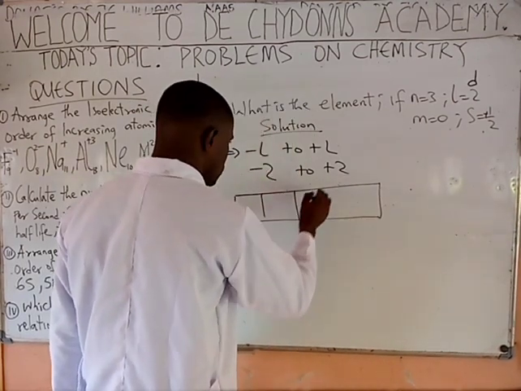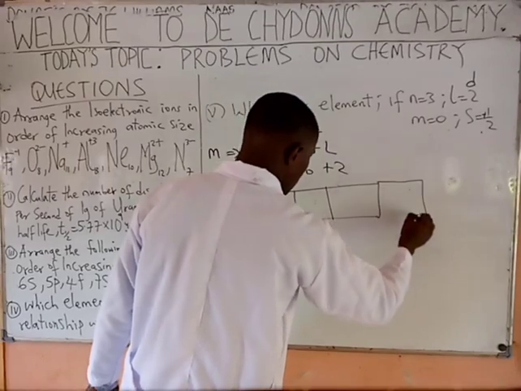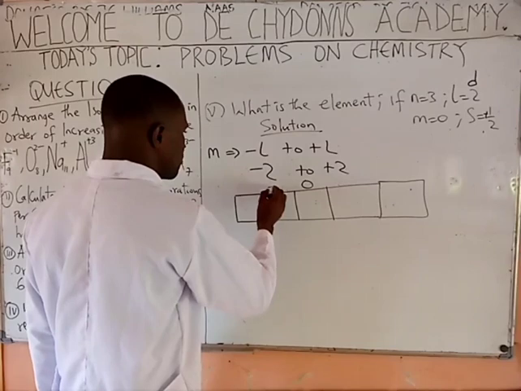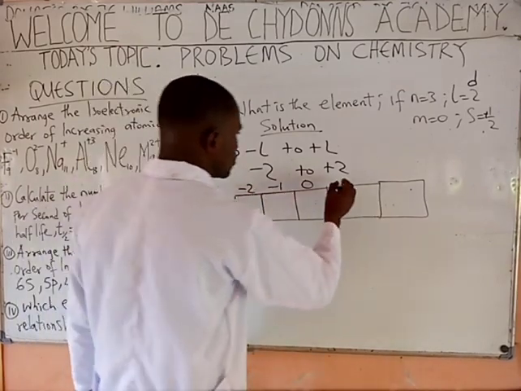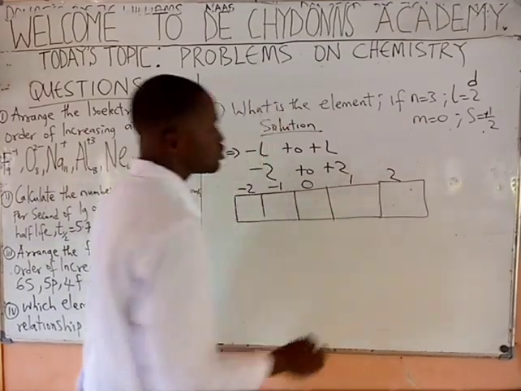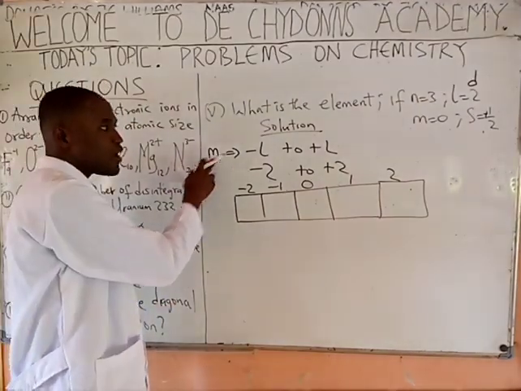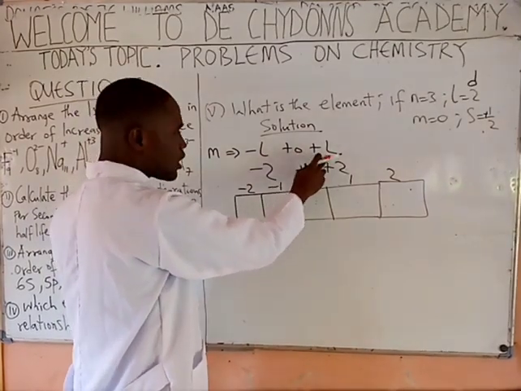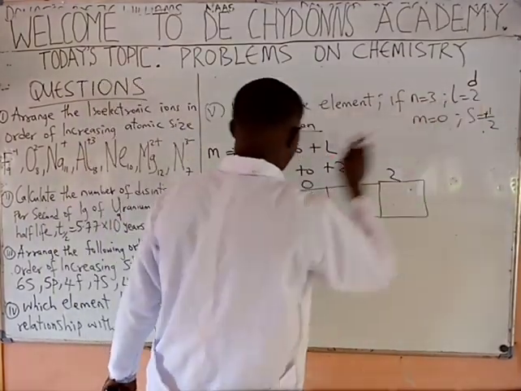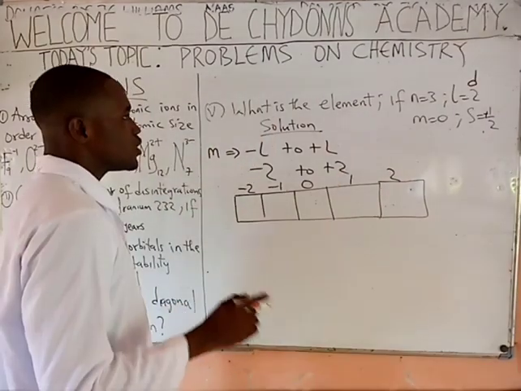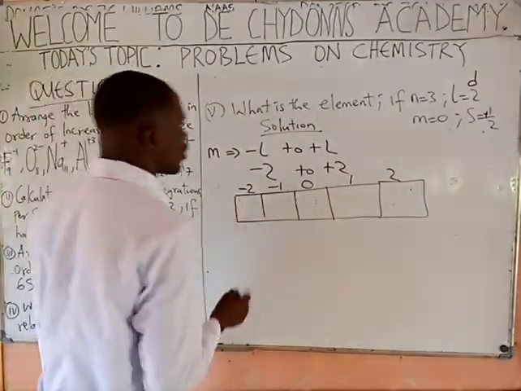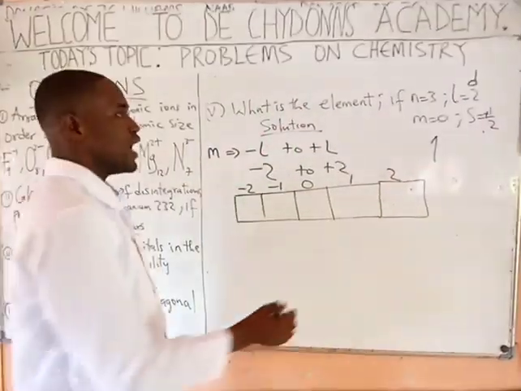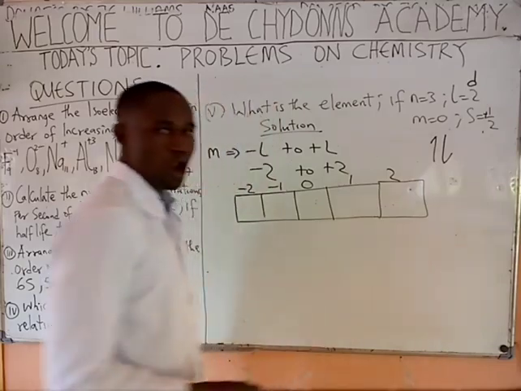1, 2, 3, 4, 5. Now, the center one will be 0, then minus 1, minus 2, 1 and 2. Because the magnetic quantum number ranges from the negative of the azimuthal quantum number to the positive of the azimuthal quantum number. Since the azimuthal quantum number is 2, it means minus 2 to 2. Now, we start assigning our electrons. Remember that when the spin moves upwards, it means clockwise. And when it moves downwards, it means anti-clockwise.